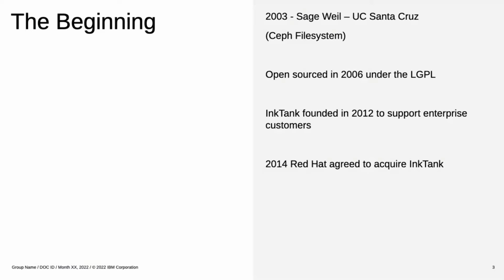So where did Ceph come from? Ceph was originally developed by Sage Weil back in 2003 as part of his PhD project at the University of California in Santa Cruz. This first iteration of Ceph only implemented the Ceph file system. Ceph was later open sourced in 2006 under the Lesser General Public License. In the following years, various institutions and companies, but most especially other developers, supported the further development of Ceph. And in 2012, the same Mr. Weil founded the company Inktank to help support enterprise customers. And then in 2014, this little company called Red Hat agreed to acquire Inktank, and here we all are.